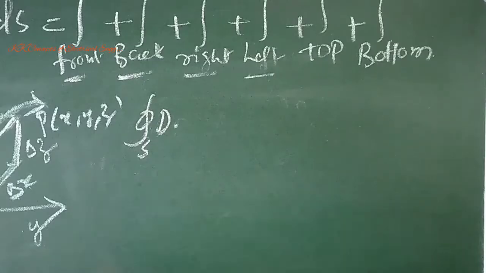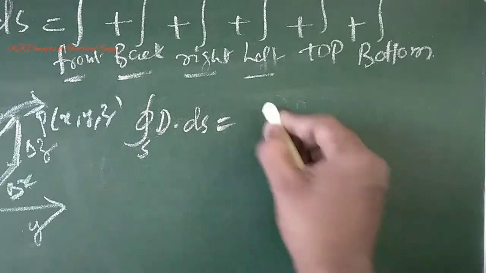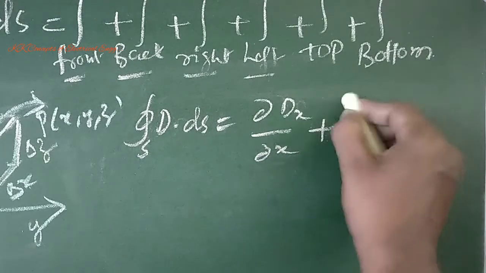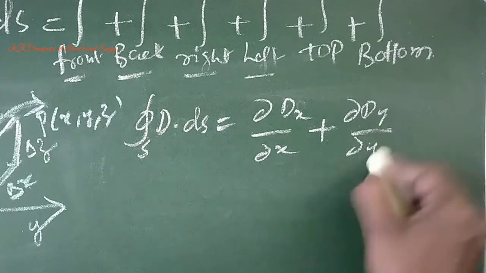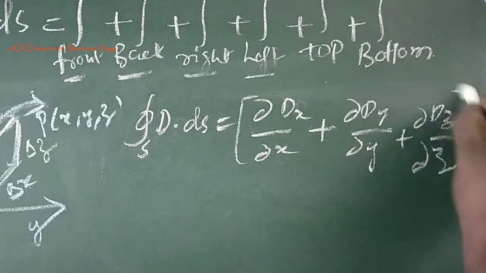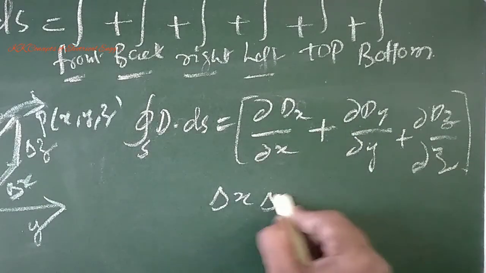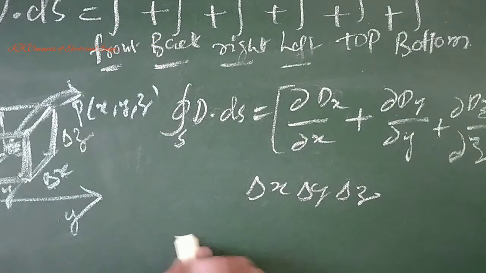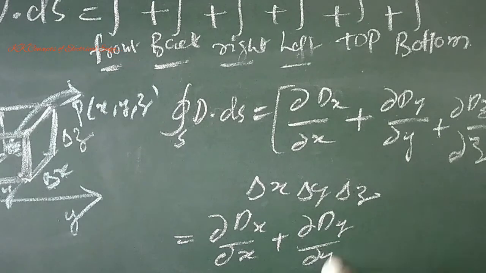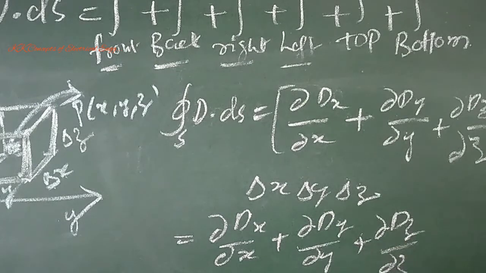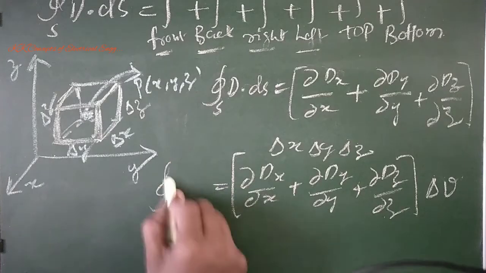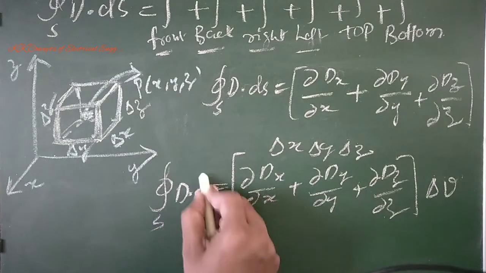Closed surface integral D dot dS equals dou Dx by dou x plus dou Dy by dou y plus dou Dz by dou z multiplied by delta x delta y and delta z. Essentially you can write dou Dx by dou x plus dou Dy by dou y plus dou Dz by dou z multiplied by delta v, which is nothing but the volume. So closed surface integral of D dot dS equals this.